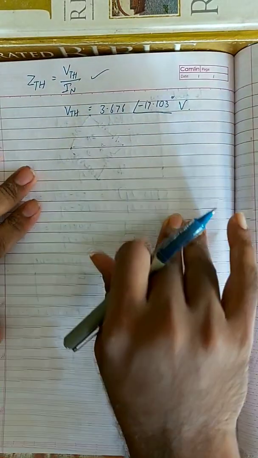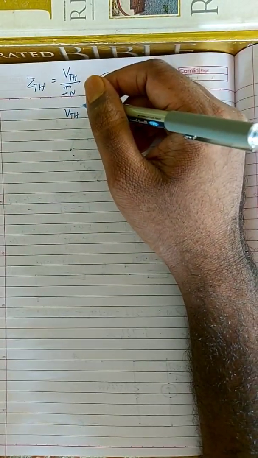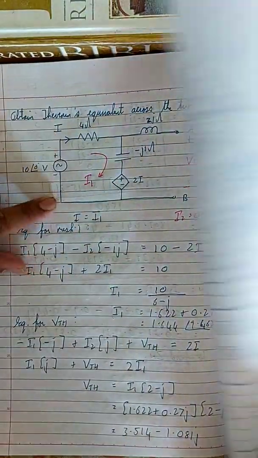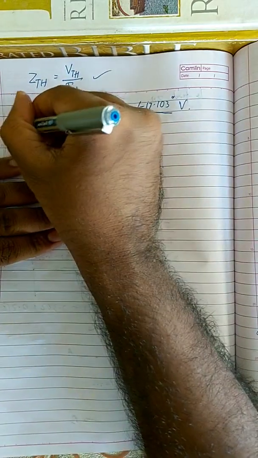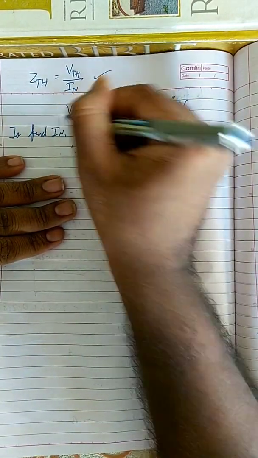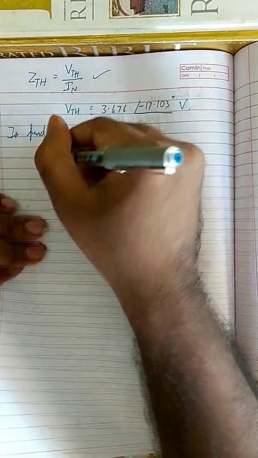Okay. So now I'm going to find the Norton's current. Let's do the same question. That is, I'm going to find the IN. So I will draw the circuit again. To find IN, this is the voltage source.